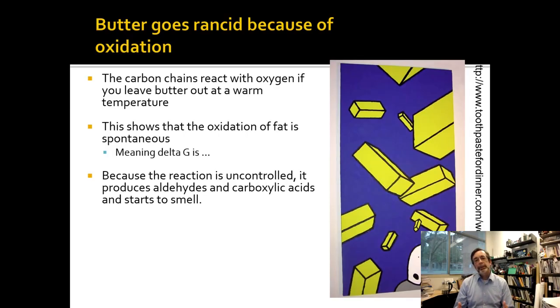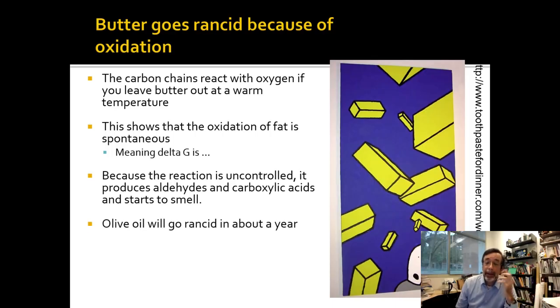Okay, so the reaction, and then to correct myself, I should say: because it's uncontrolled, in the mitochondria you don't have to worry about aldehydes and carboxylic acids forming. But out on the counter, the oxygen can add anywhere it wants to, and sometimes you get partial oxidation, which means you get a carboxylic acid or an aldehyde rather than it going all the way to CO2. You get a COO, you get 3 bonds to oxygen or 2 bonds instead of 4 bonds, which is what CO2 is. Aldehydes and carboxylic acids are both volatile and they react with your nose, so it'll start to smell. You're actually smelling this. So butter will go rancid more quickly.